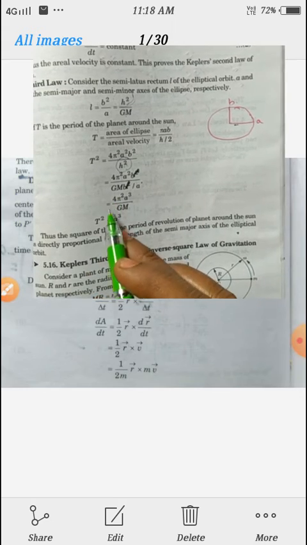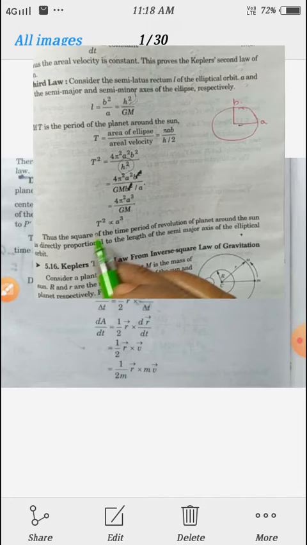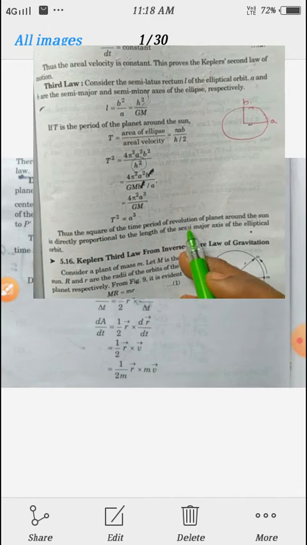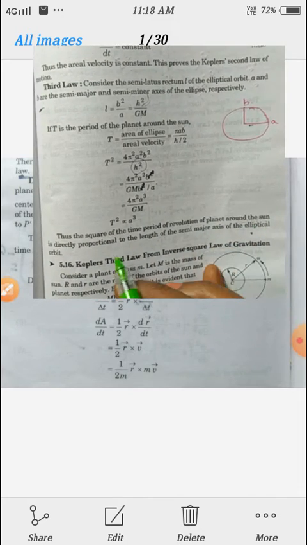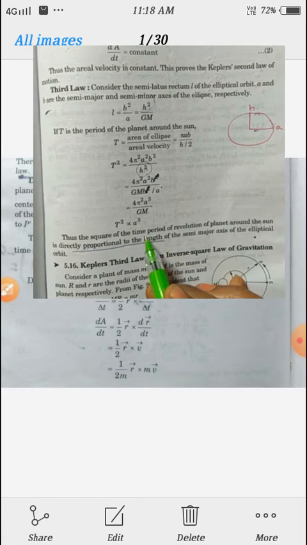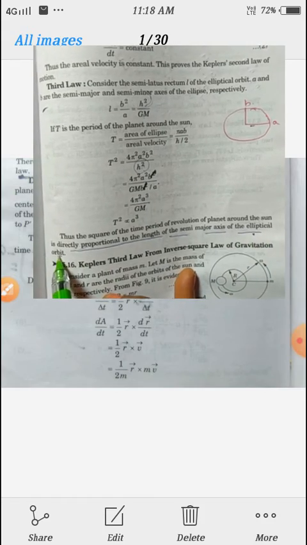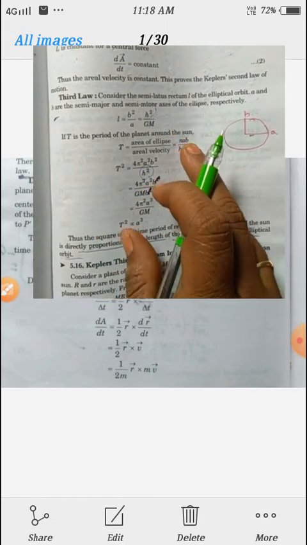Here 4 pi square by GM is constant, so T square is proportional to A cube. Thus the square of the time period of revolution of the planet around the sun is directly proportional to the cube of the semi-major axis of the elliptical orbit. This is Kepler's third law.